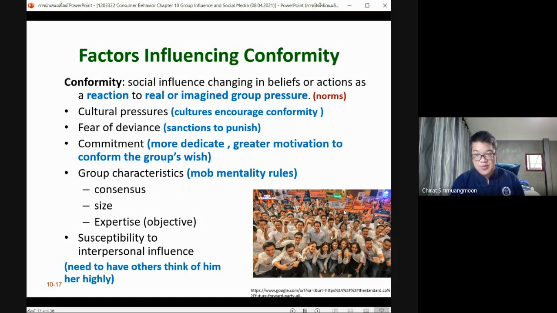Then community is like the grouping that I mentioned. They have some characteristics that you need to think about when conforming together. Sometimes they use rules they call mob mentality rules, which is when you need conformity of grouping: the members in that group should think the same thing, or have consensus. Then the size depends. Sometimes conformity can have a very small size, but sometimes a large size. Then they should have some objective to do, or some expertise to run the conformity.